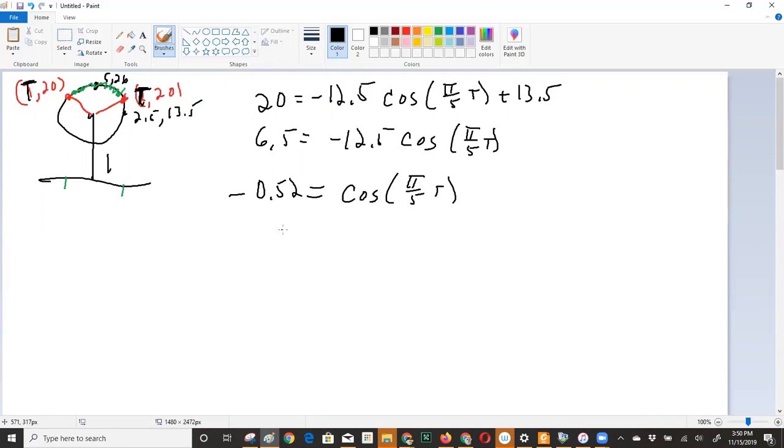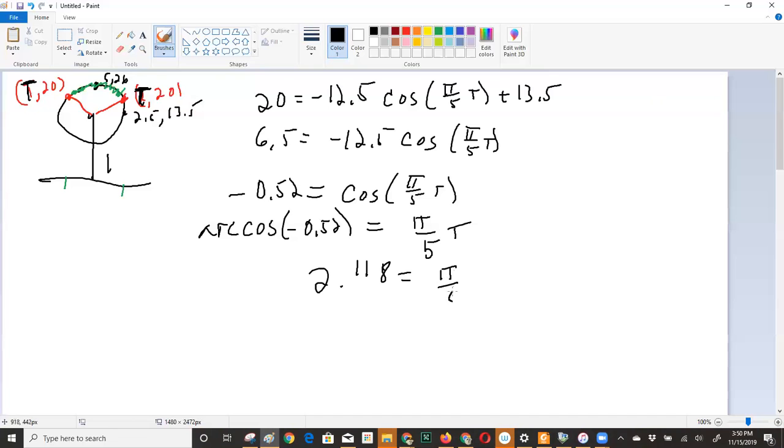0.52. And then I want to undo the cosine. So I'm going to do the arc cosine of negative 0.52, and the cosine cancels out, right? Let's make sure you're in radian mode first off. My calculator's in degree mode right now. So I'm going to do second cosine of negative 0.52, and I'm getting 2.118. Since I'm not trying to make my online math happy, I'll round there.